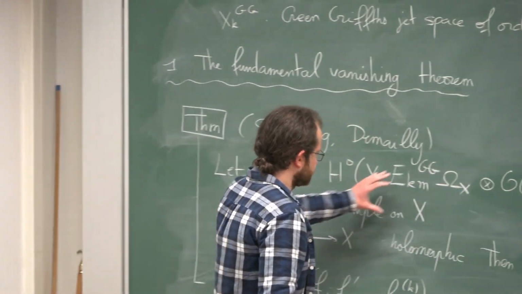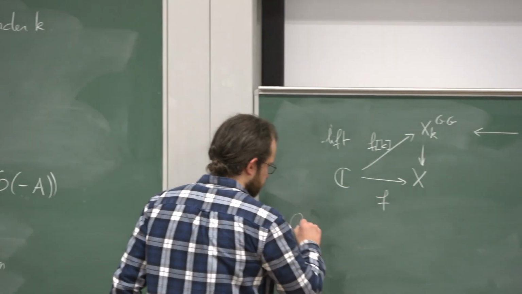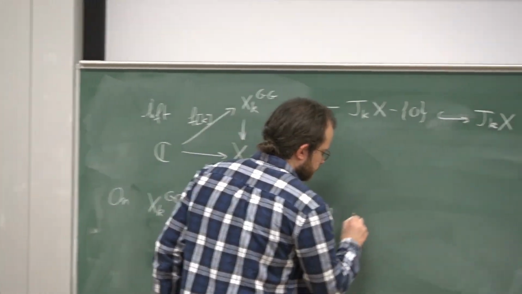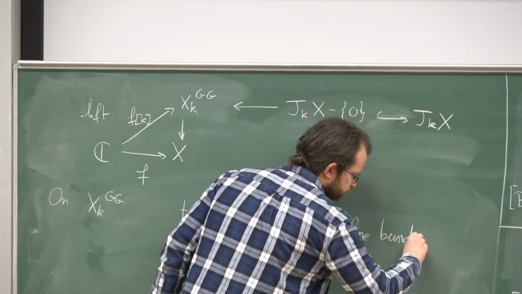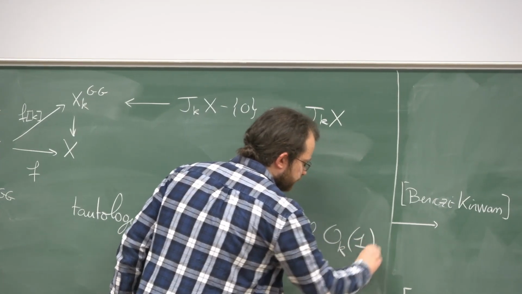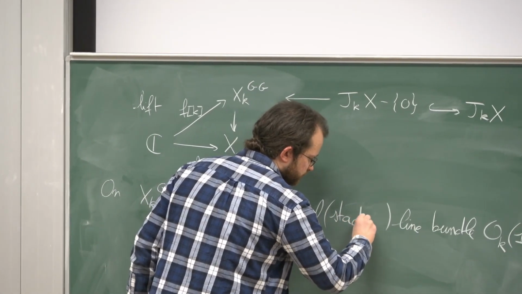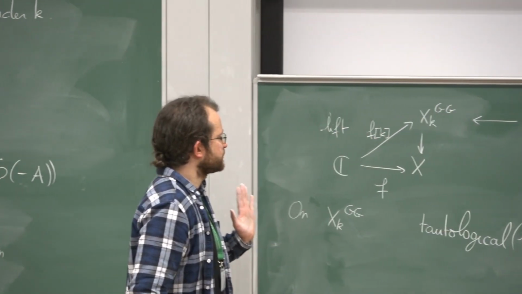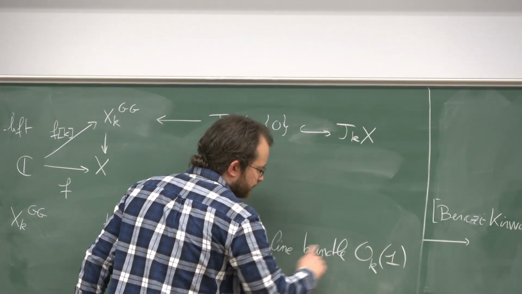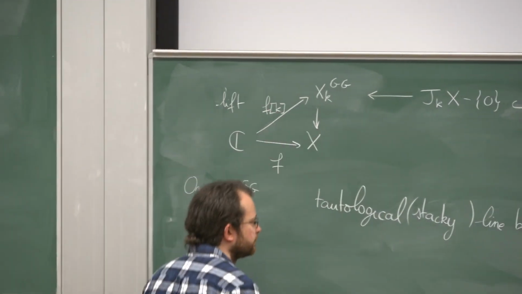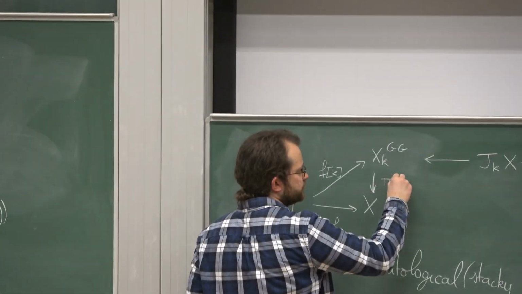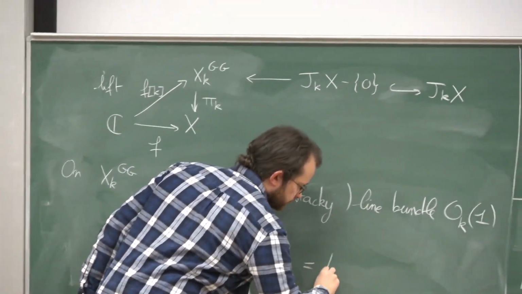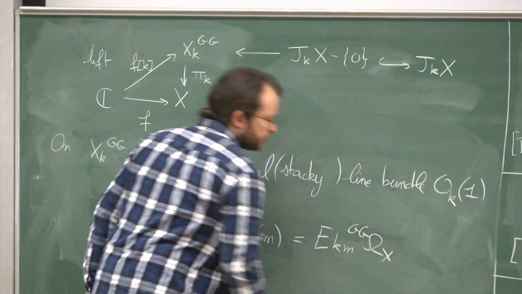And how can we rephrase this theorem? Actually, on X_k Green-Griffiths here, we have a tautological line bundle which I will denote O_k(1). It's not truly a line bundle, it's rather a stacky line bundle or Q-line bundle, since this has as fibers weighted projective spaces. So you can either talk of sheaves when you take powers of this, or stacky line bundles, such that if you push forward these sections, using the projection which I will also denote pi_k if you allow me, you get the Green-Griffiths vector bundles.